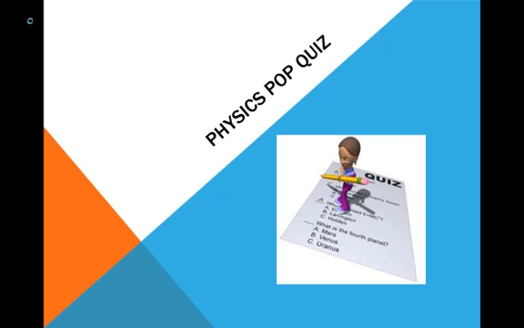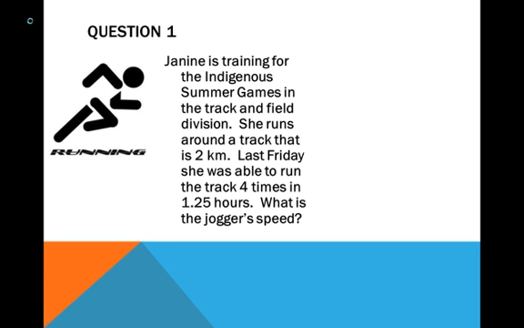Okay, so I'm just going to go through the answers for the physics pop quiz. The first one was: Janine is training for the Indigenous Summer Games in the track and field division. She runs around a track that is 2 kilometers. Last Friday, she was able to run the track 4 times in 2.5 hours. What is Janine's speed?